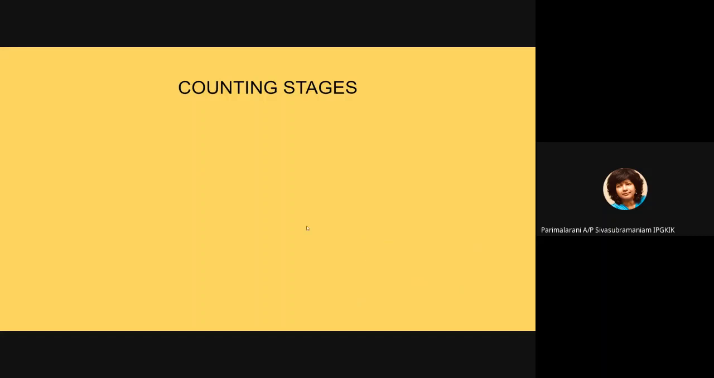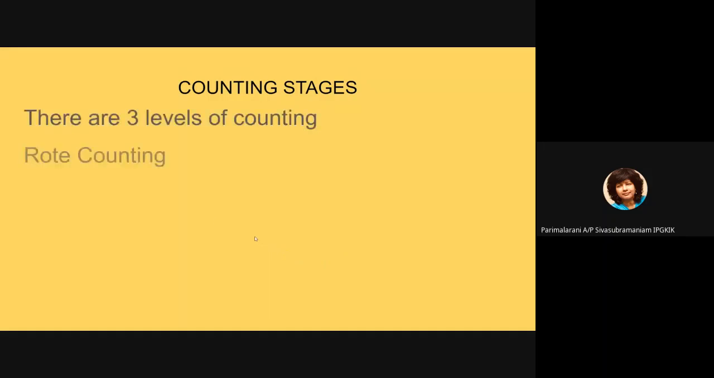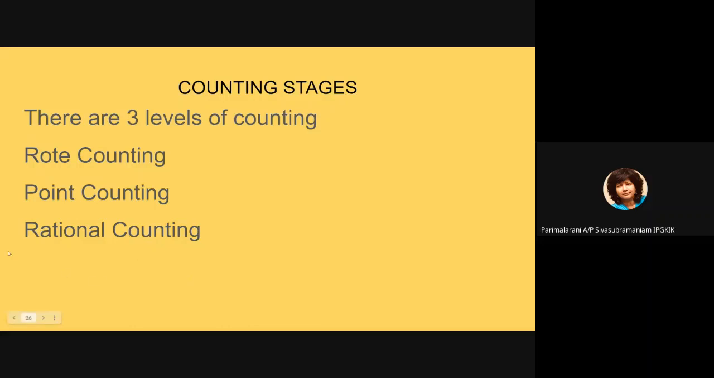Okay, now we move on to the counting stages. Okay, children, there are 3 counting stages. There are 3 levels of counting: rote counting, point counting, and rational counting. Children, when they come to school, some of them are at different stages. Okay, we want to bring all of them to rational counting. We want all of them to become rational counters. Okay, even in the first year, they must become rational counters already.